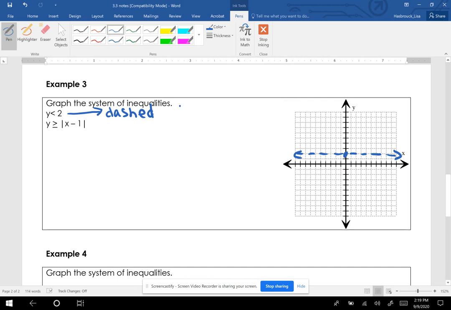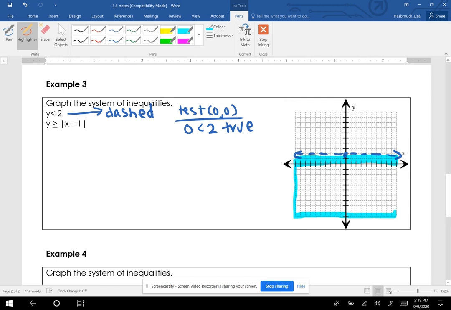And then we're going to test 0, 0. It's okay that there's no x in this equation. We will replace y and not worry about x. Notice when we do that, we get 0 is less than 2. That is a true statement, which means we will shade towards the point 0, 0. So we're going to shade in this lower region. And we're going all the way down.